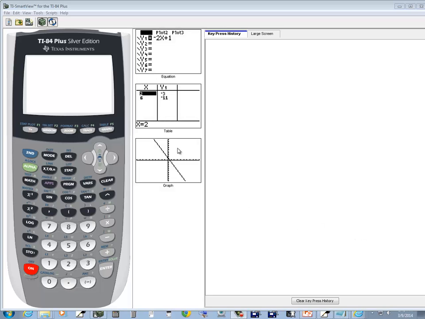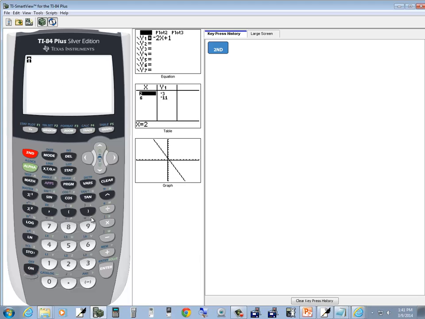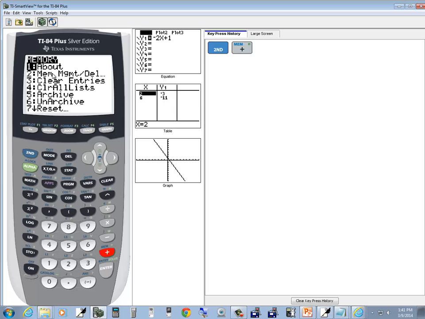Let's take a look at graphing on a TI-84 Plus Silver Edition. What is a Plus Silver Edition? That's kind of questionable. This may be one. They'll all say this across the top. If I do a second button and then the plus to get to the memory, there's an About here.